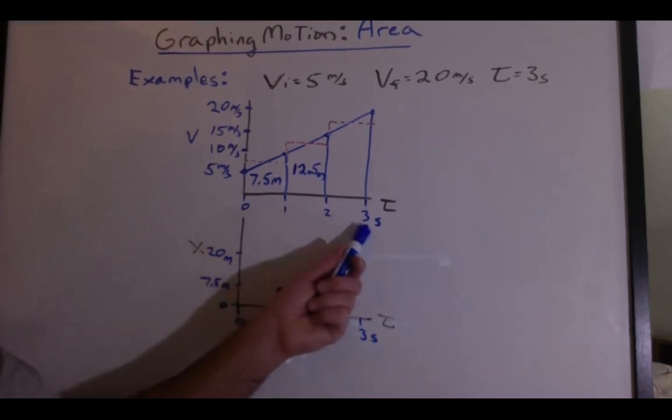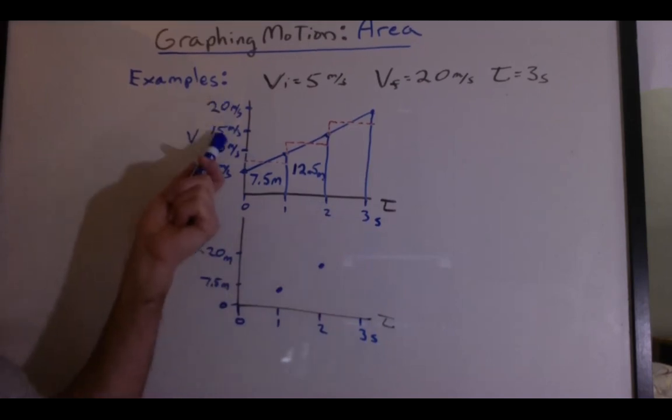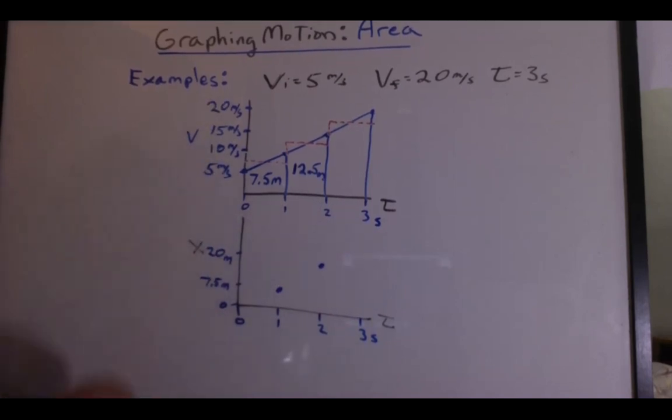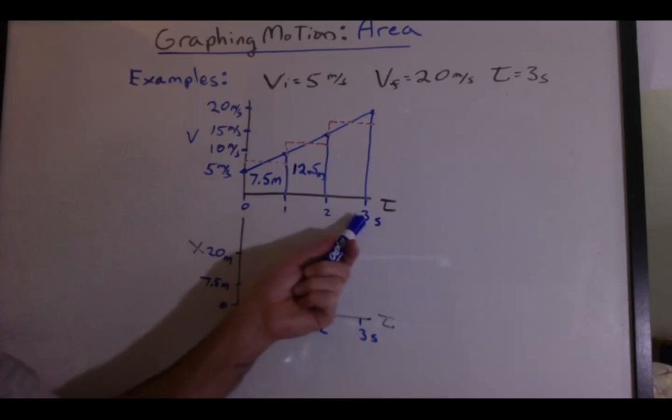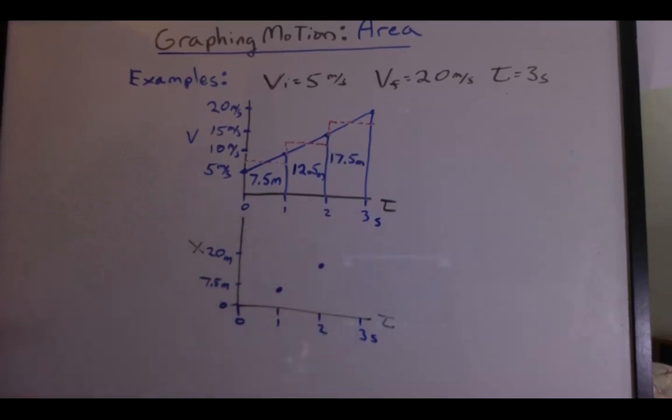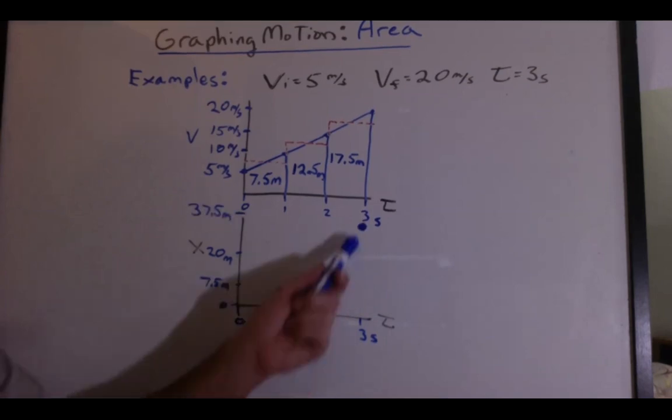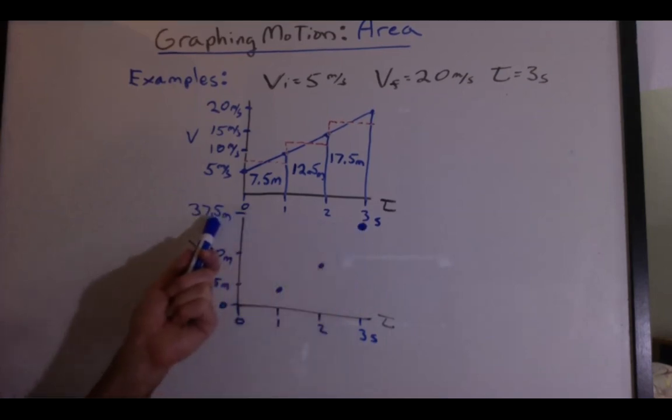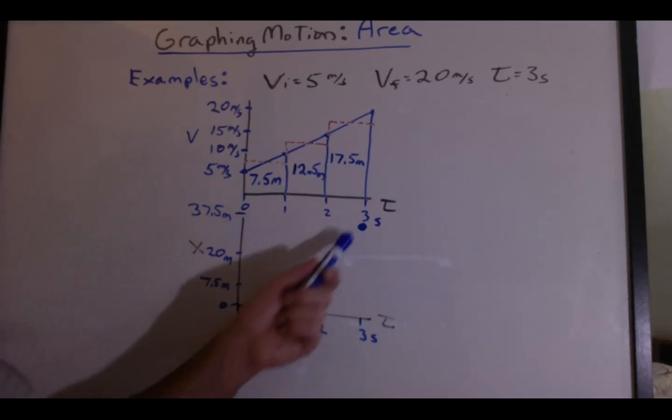And for the last time interval, our average velocity is going to be 17.5 meters per second times 1 second, and I get 17.5 meters. So where do I put the dot? I'm all the way up at 37.5 meters. Now we can see the construction of this graph.